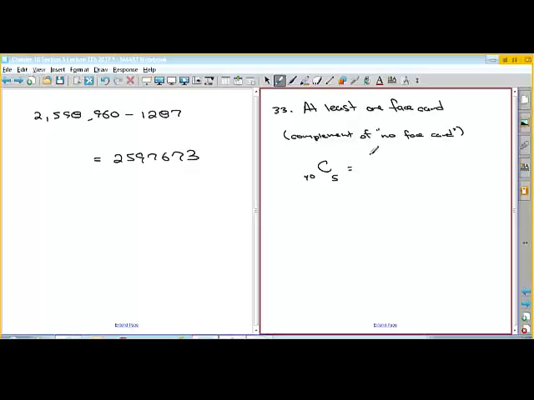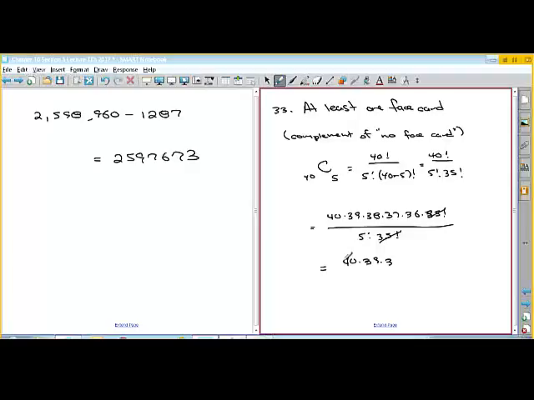So again, the combination formula says it's 40 factorial divided by 5 factorial times 40 minus 5 factorial, which is 40 factorial divided by 5 factorial times 35 factorial, which is 40 times 39 times 38 times 37 times 36 times 35 factorial divided by 5 factorial times 35 factorial. So the 35 factorials cancel out, and we end up with 40 times 39 times 38 times 37 times 36 over 5 times 4 times 3 times 2 times 1.